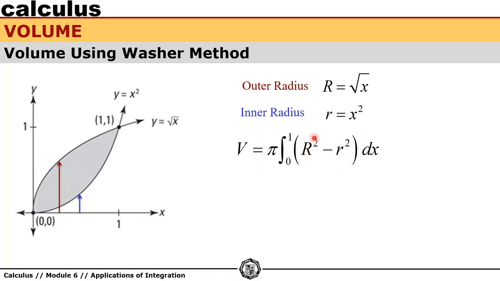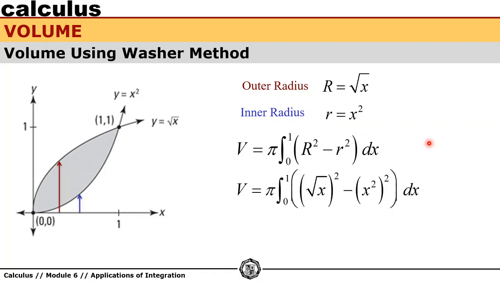I'm just going to replace the big R with the square root of x. I'm going to replace little r with x squared. And when you do that, we'll be able to clean things up on the inside here. When you square the square root of x, that's going to leave you with x. And when you square x squared, that's going to give you x to the fourth. So now we have pi times the integral from 0 to 1. This becomes x to the fourth. And now the rest is pretty much going to take care of itself.